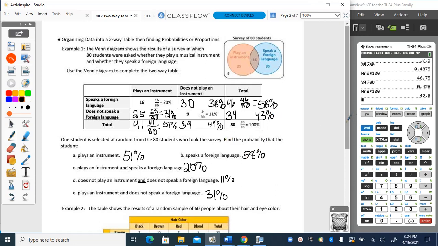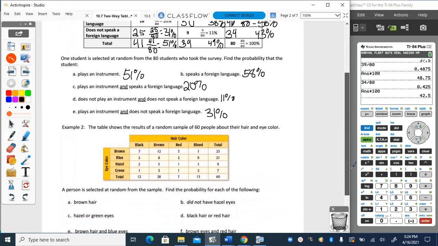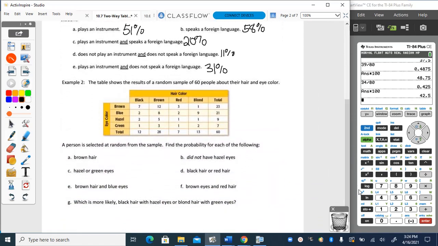Okay. Now let's go a little more in depth. Let's look at this next table. The table shows the results of a random sample of 60 people about their hair color and their eye color. So we have the hair types: red, black, brown, blonde, and total. And then we have the eye color: brown, blue, hazel, green.